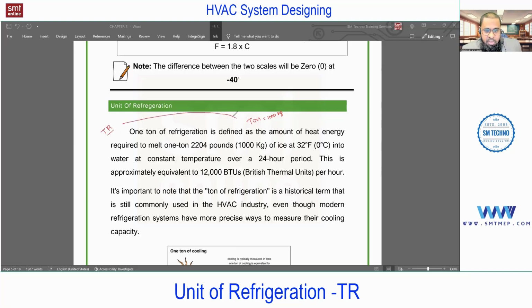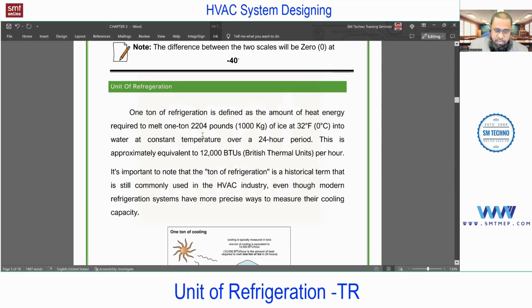But we have a relation between these two, this ton and this ton. So how exactly, we'll discuss. First, this is weight and this is a cooling capacity or unit of refrigeration. So how exactly we got this, we'll try to understand. Let me read the definition first.